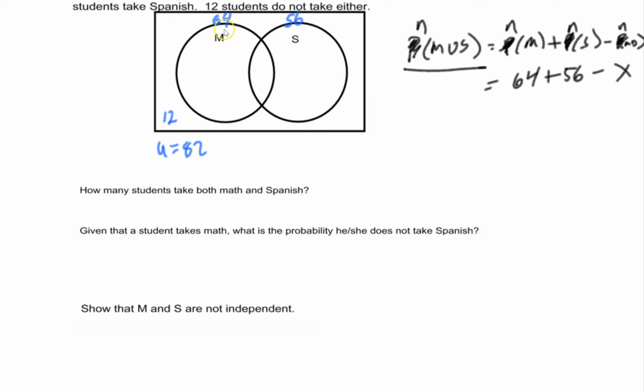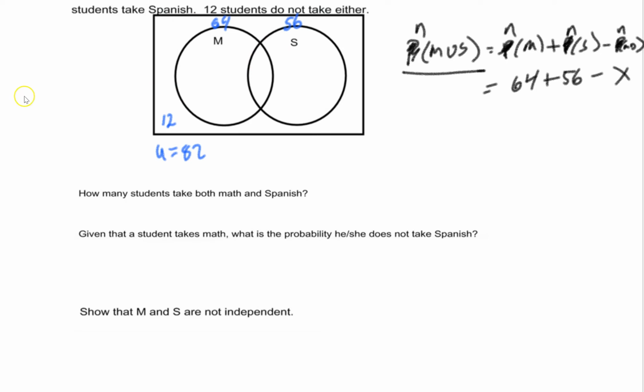Now, I don't have the union, so this is the first thing I do. How do you figure out what the union is? Well, very simple. There's a formula for that. It's not on your formula sheet, but it's one you should know anyway. And that is the universe is equal to the union, so M union S, plus the neither. I'll put a line for neither. It's always the same thing. If you add up this union here plus the neither, the outside, you get the whole universe. And I know my whole universe is 82.